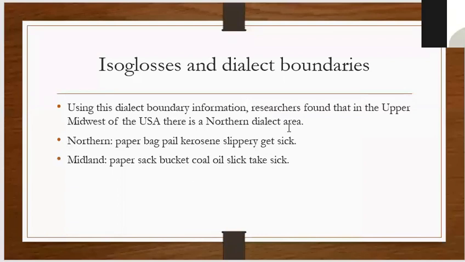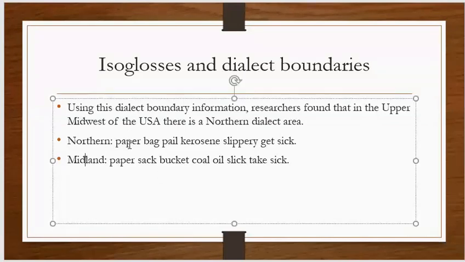Okay, using this dialect boundary information, researchers found that in the upper Midwest of the USA, there is a northern dialect area. Now, in the northern dialect area, people say paper bag, pail, kerosene, slippery, get sick. Now, look at these words which northern dialect people are using, and what the Midland dialect uses: paper bag becomes paper sack for them, pail would be bucket, kerosene would become coal oil, slippery would become slick, and get sick would become take sick, right? Like get would become take.